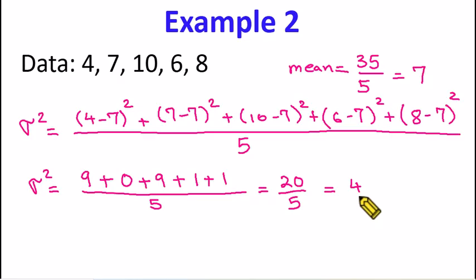So now to find the standard deviation, we simply need to take the square root of the variance. So the square root of 4, the positive square root of this number, is 2. And that is our standard deviation.